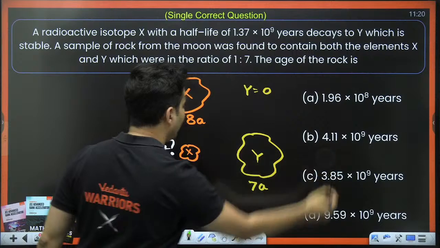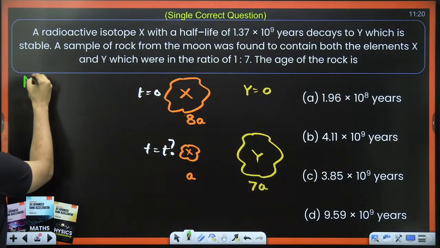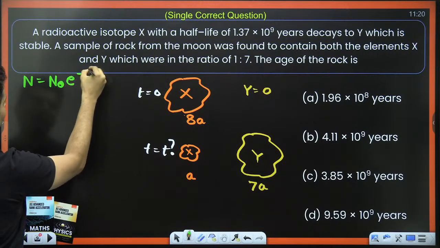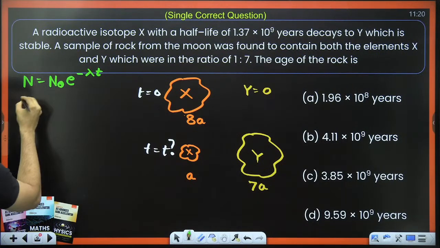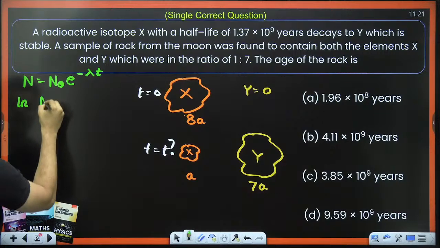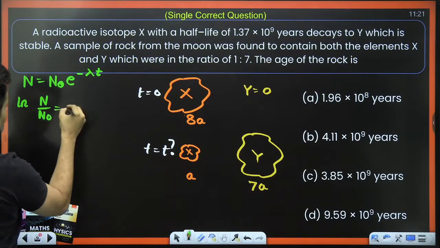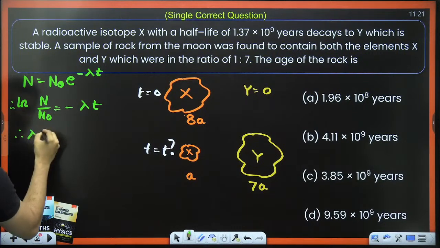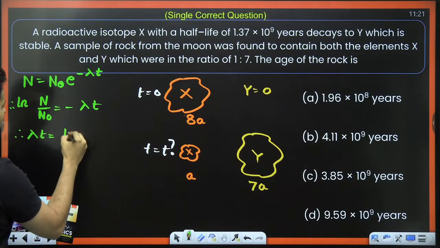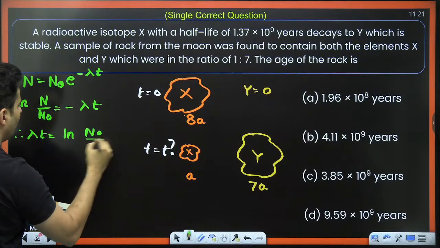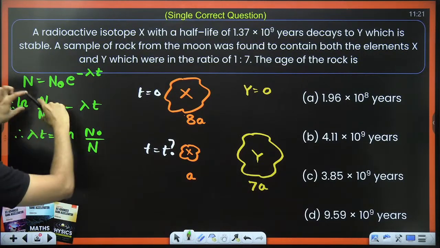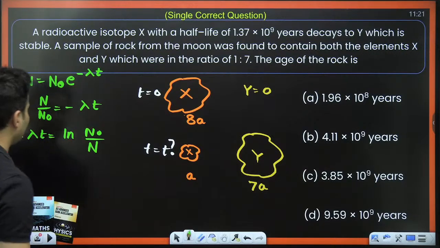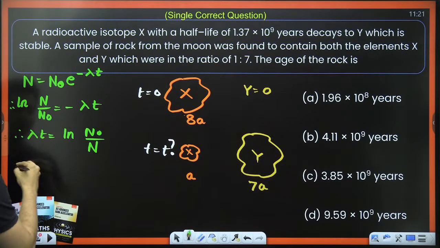Now remember the formula which we have, which is nothing but N is equal to N naught into e to the power minus lambda t. So you can write log of N by N naught is nothing but minus lambda t. Therefore lambda t will be nothing but log of N naught by N. When I take the minus sign inside, the inside of the log term flips, it becomes the reciprocal.